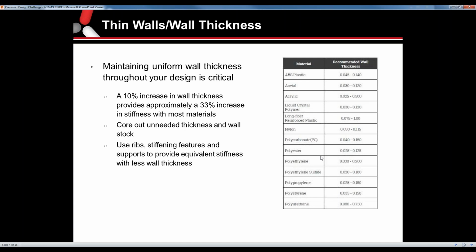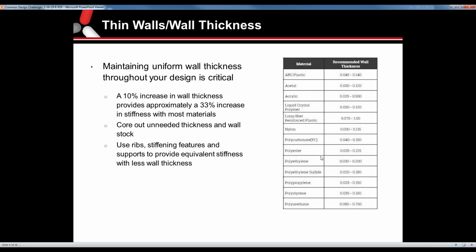Let's start off with our thin walls and wall thickness in general. It's very important that you maintain a uniform wall thickness. Anytime you have a part that goes from thick to thin, back to thick again, you tend to get pinch points in areas where the plastic isn't going to flow well. So always be cognizant of maintaining a nominal wall thickness on your part when you can.